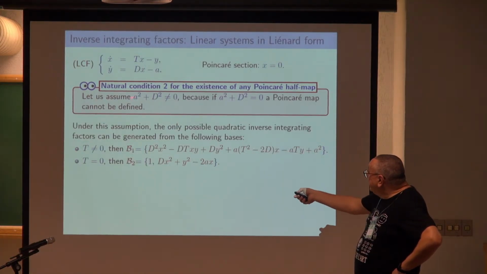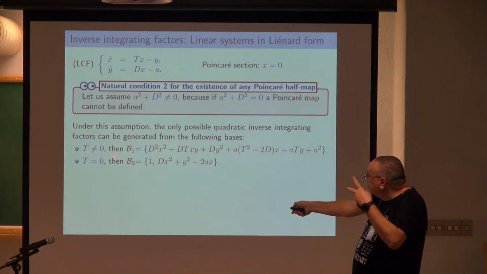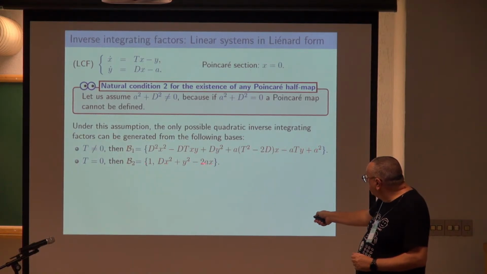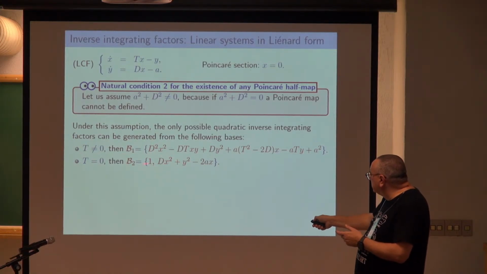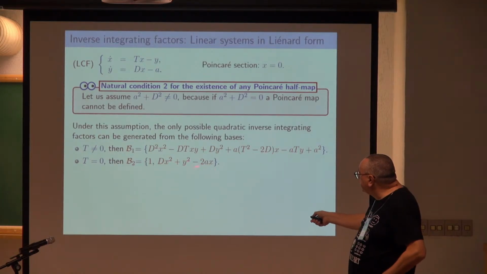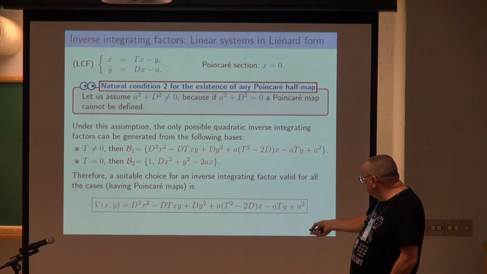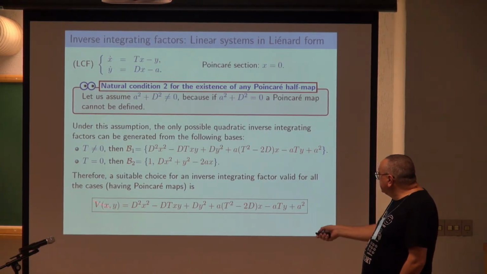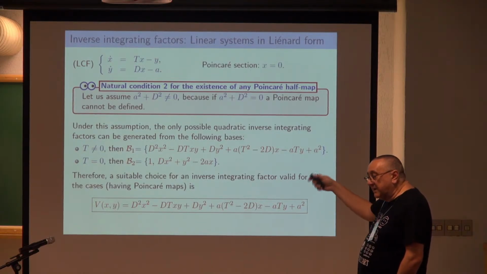Well, if this case is removed, then the 4 cases are reduced to just 2. And if you look here, if you take this expression, this other one, for t equal to 0, these two elements of the basis that allow you to construct the inverse integrating factor are included in this case. So I think this is a very good idea to choose this as our inverse integrating factor. Okay? And this will be valid for all the cases that have limit cycles.